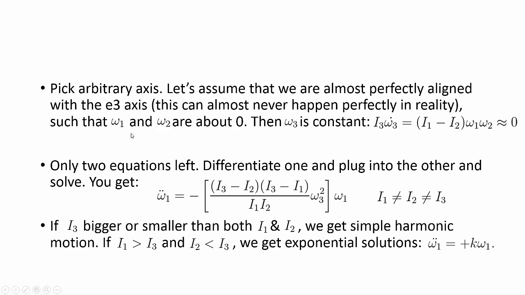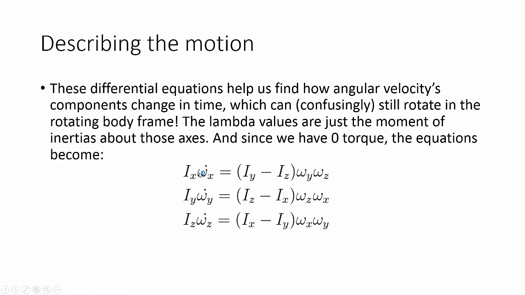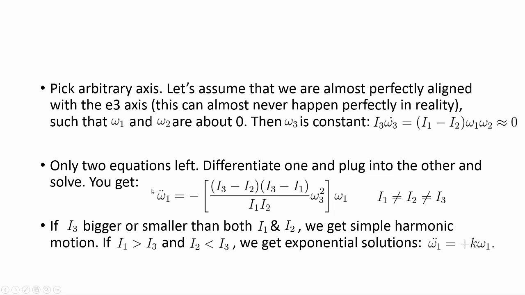In reality, you'll never have a perfect omega oriented in an axis when you flip an object, because your hand is not going to give it the perfect rotation, right? But you can assume that these are so small that they're basically 0, omega 1 and omega 2. So omega 3 then is constant because of this. When you plug those back in, this just evaluates to 0. So that eliminates this equation, and then we only have these two equations left. And when you take one of them and differentiate it, just to say the first one, and you plug it into the other and you solve, you get something like this.